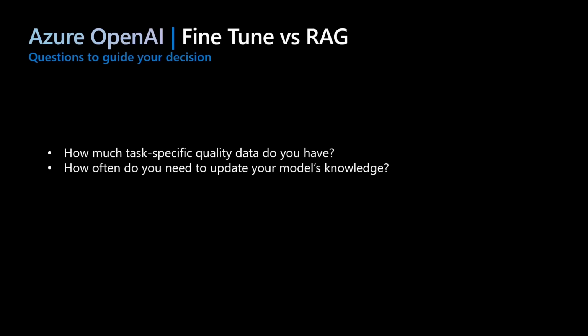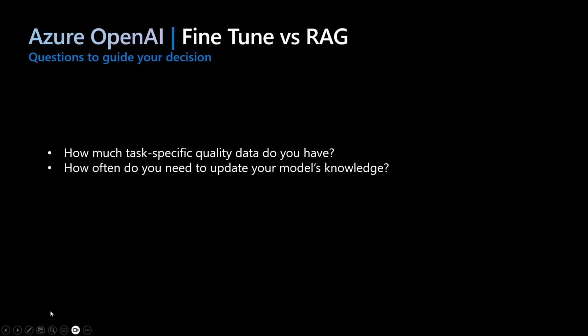So the next question is basically, how often do you need to update your model's knowledge? And I touched on this a little bit earlier in the previous point. But if you need to retrain your model very frequently, basically to incorporate new information, then RAG might be the more convenient and logical approach here. If you can afford to retrain your model less often, then fine-tuning might be more efficient given the use case that you are looking for.